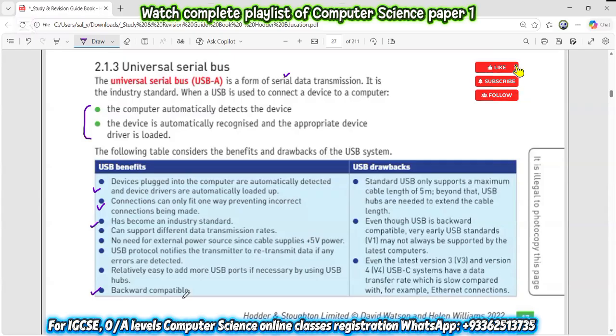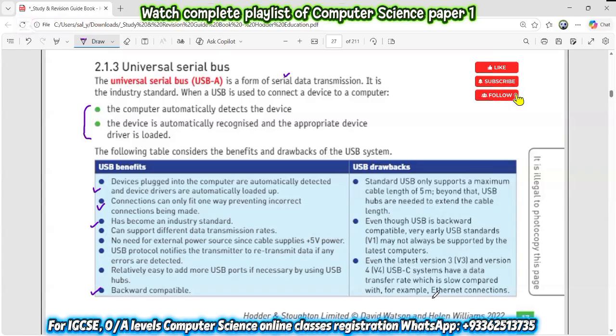Moving to the drawbacks, standard USB only supports a maximum cable length of 5 meters. Beyond that, USB hubs are needed to extend the cable. Now, that is a limitation. Even though USB is backward compatible, very early USB standards will still not be supported by the latest computers because of the changes that are being made. Even the latest version, version 4, has a data transfer rate which is slower as compared to the Ethernet cable.